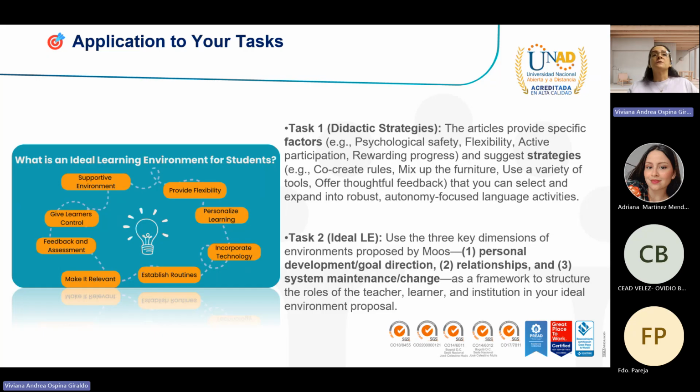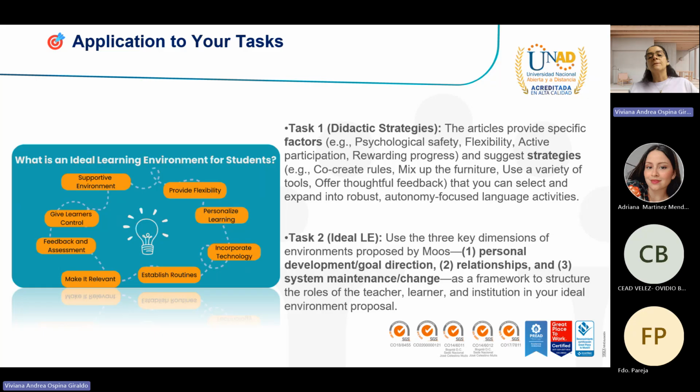The articles provide specific factors: psychological safety, flexibility, active participation, rewarding progress, and also suggest strategies. Co-create rules, mix up the furniture. When we read, we will be able to recognize some of these strategies that the factors offer.